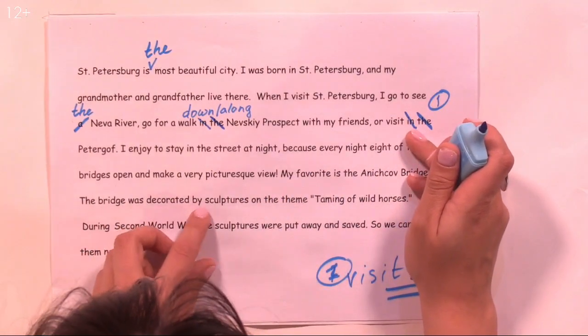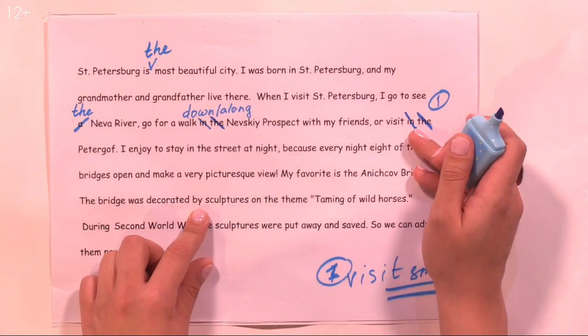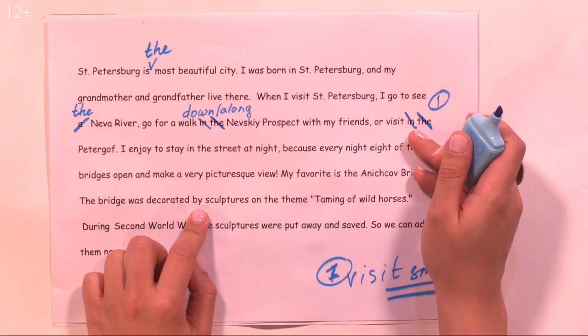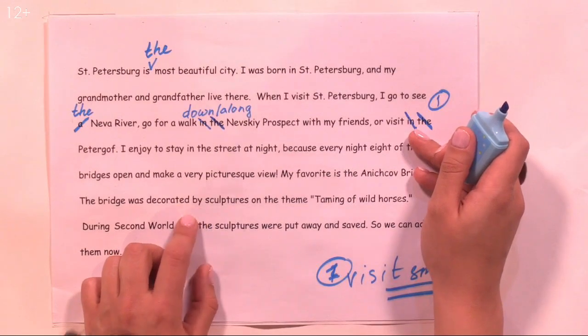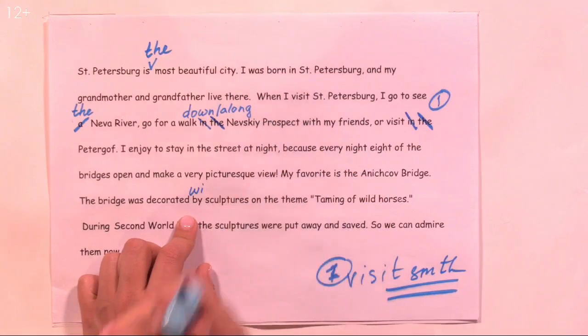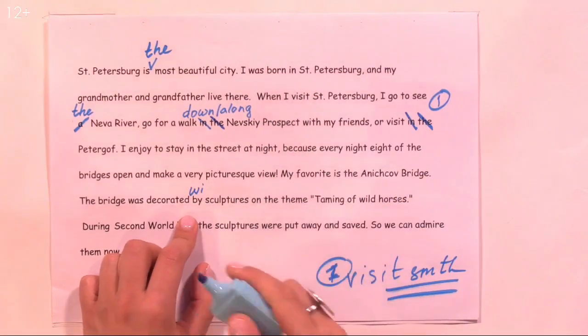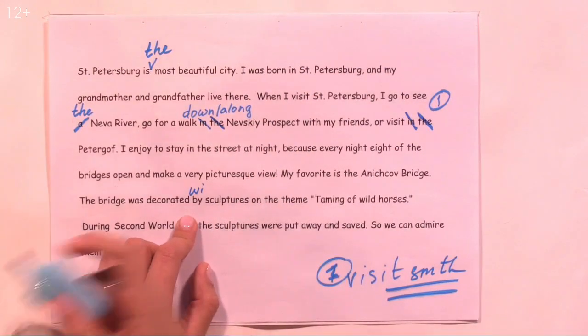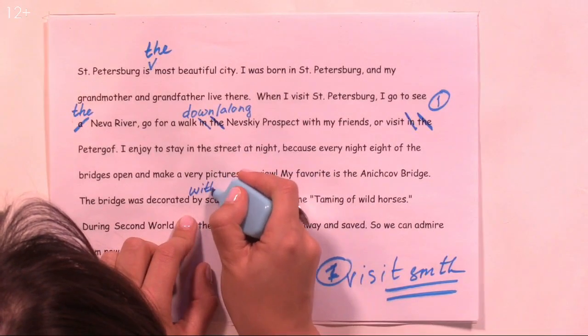The bridge was decorated by sculptures. Was the bridge decorated by sculptures, or was it decorated with sculptures? So usually, when we use something to perform an action, right, we rather say with.